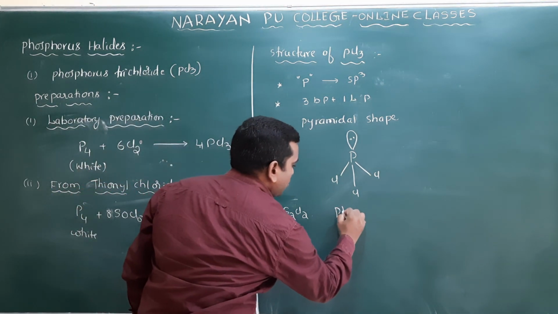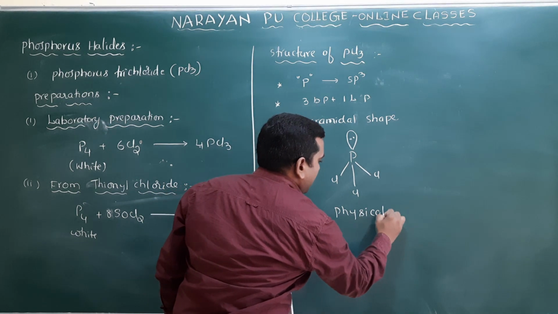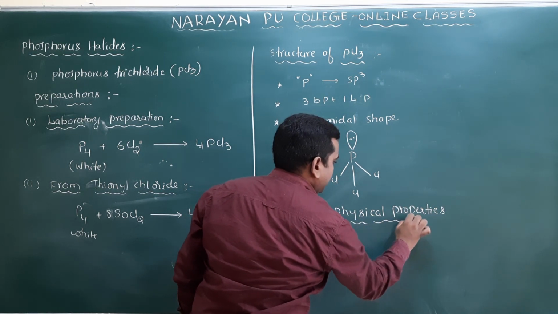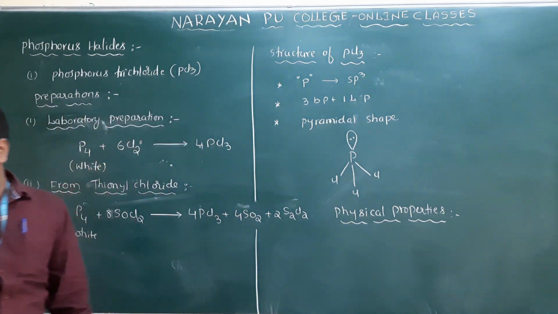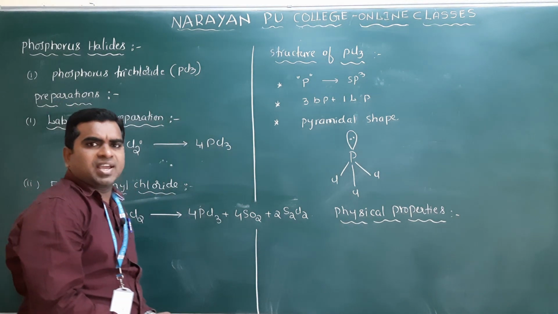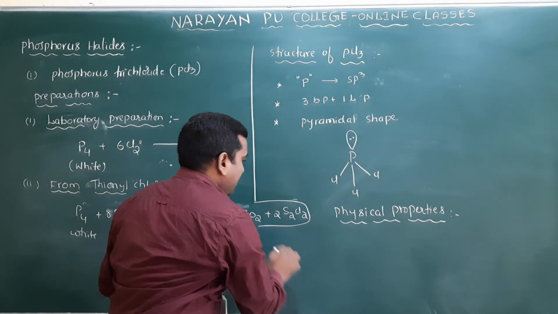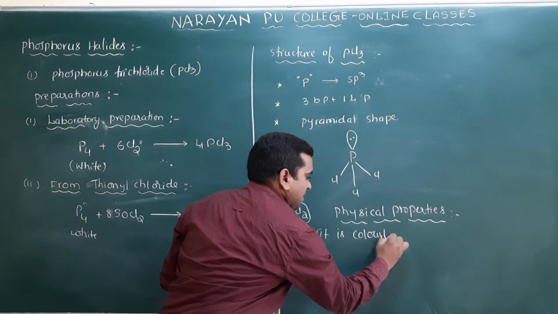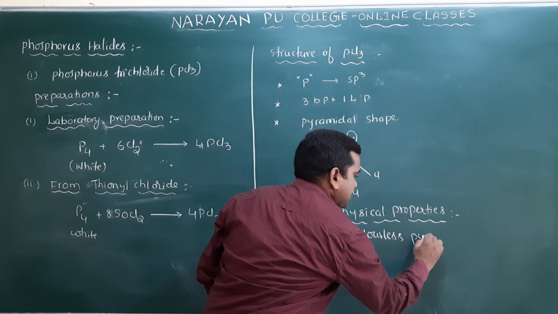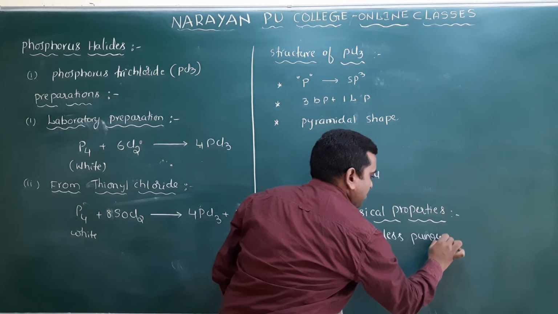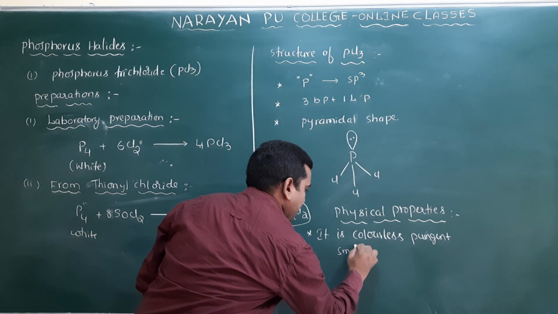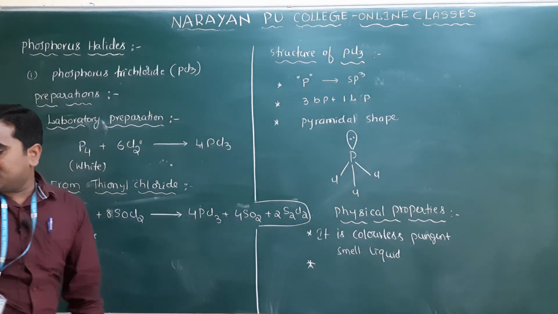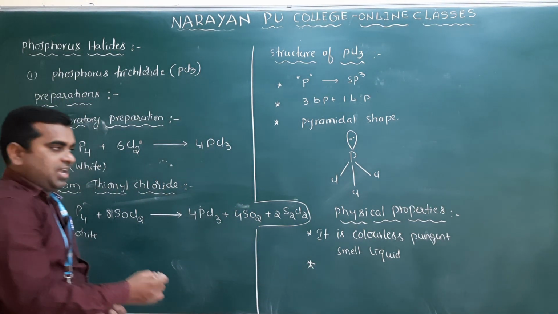Clear? So I will write here, physical properties. Put the heading here, physical properties. Clear? It is a liquid. It is a colorless, pungent smelling liquid. First point, it is colorless. Pungent smell liquid. And second one, it fumes in moist air.